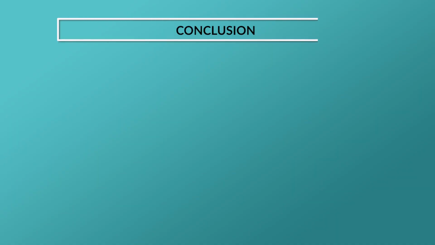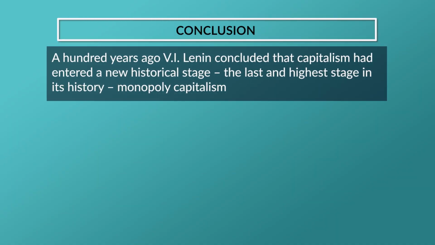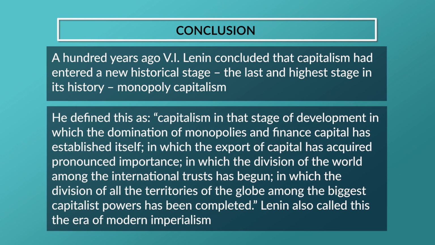Let us quickly summarize what we have studied so far. 100 years ago, Lenin concluded that capitalism had entered a new historical stage which he called imperialism. He defined imperialism as that stage of capitalism in which the dominance of monopoly and finance capital has established itself, in which export of capital has acquired pronounced importance, in which the division of the world among the international trusts has begun, in which the division of all the territories of the globe among the biggest capitalist powers has been completed.